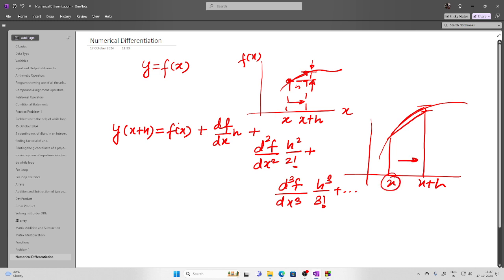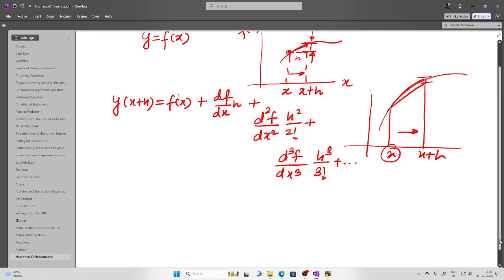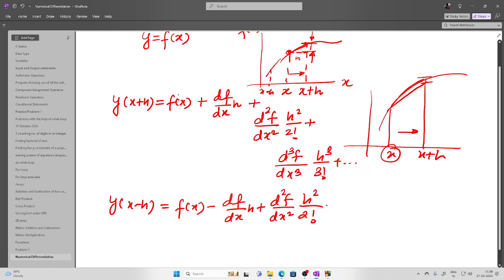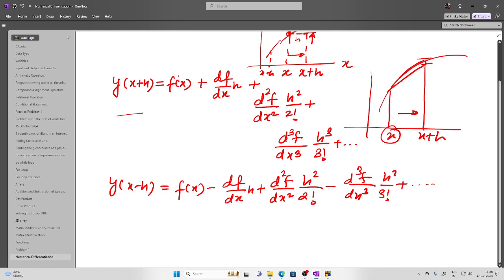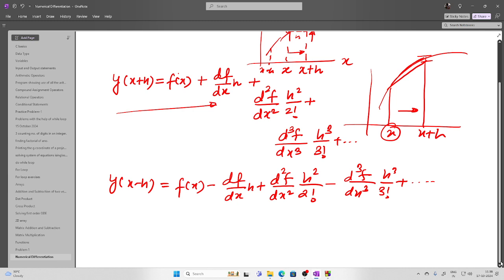This is expanding the function around x, moving in the forward direction. Now, friends, we can also do this while moving in the backward direction, that is x minus h. So f of x minus h will be f x minus df by dx times h plus d2f by dx2 times h square by 2 factorial minus d3f by dx3 times h cube by 3 factorial and so on. The first series is the forward direction series, and this is the backward direction series.